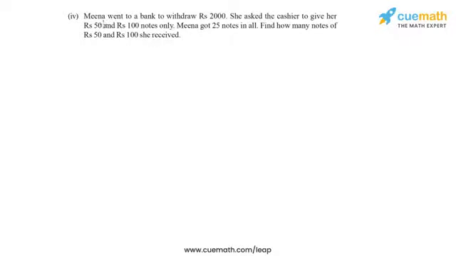Part 4 of this question says, Meena went to a bank to withdraw 2000 rupees. She asked the cashier to give her rupees 50 and rupees 100 notes only. Meena got 25 notes in all. Find how many notes of rupees 50 and rupees 100 she received. So she got notes in denominations of rupees 50 and rupees 100, but we don't know exactly how many notes of each denomination she received.